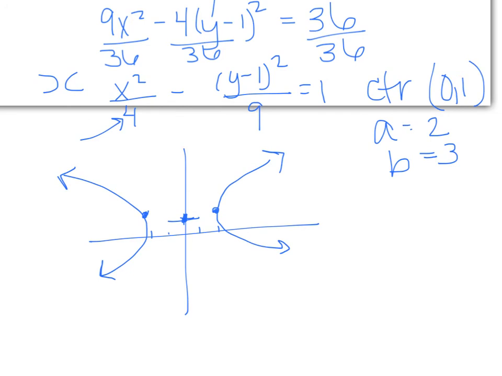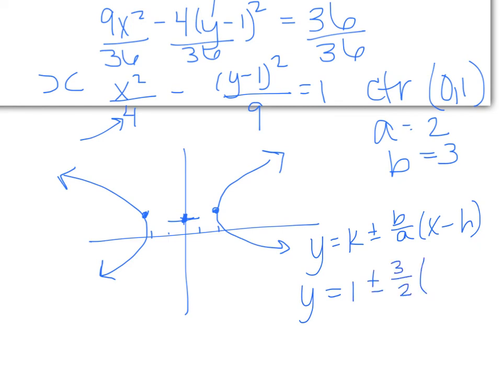This question did ask for the equation of the asymptote, so I'm going to follow the formula. y equals k plus or minus b over a times x minus h. So y equals, our k was 1, plus or minus b over a, parentheses, x minus h would just be x. And if you were checking your work in the back of the book, they might have it in a slightly different form, plus or minus 3/2 x plus 1.